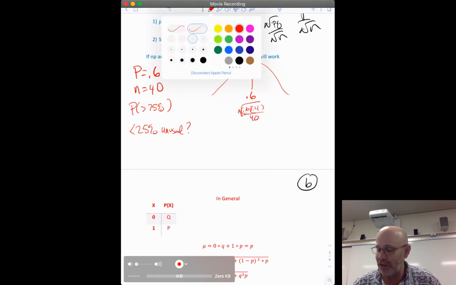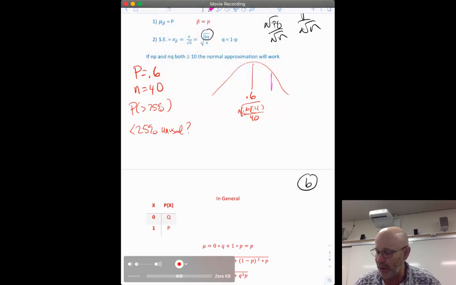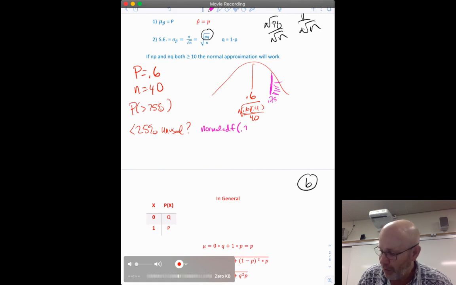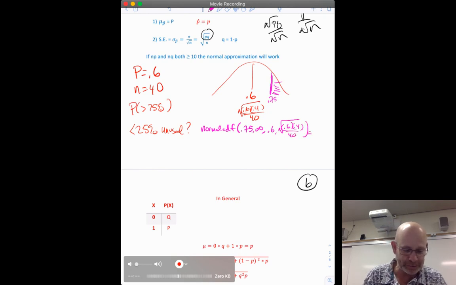And I have 2 different questions. I'll just do one each. The first one is, what's the probability of greater than 75%? So that becomes normal CDF from 0.75 to infinity with a mean of 0.6 and a standard deviation of the square root of 0.6 times 0.4 over 40. I'll do that real quick on my calculator.